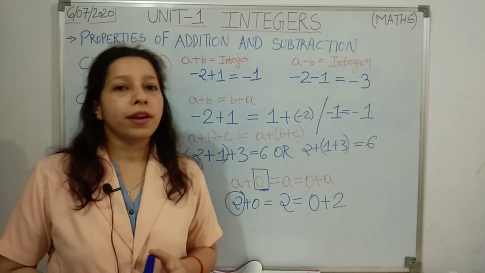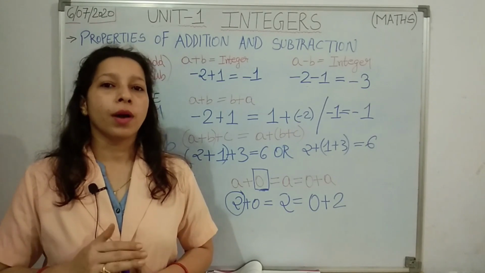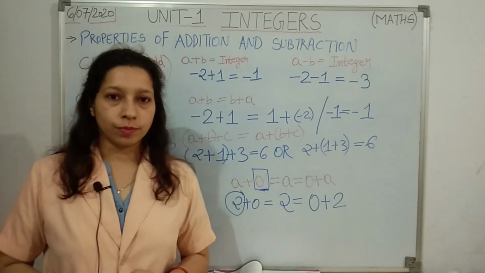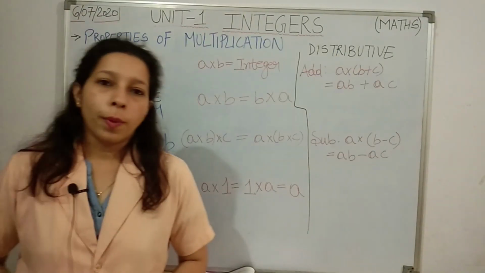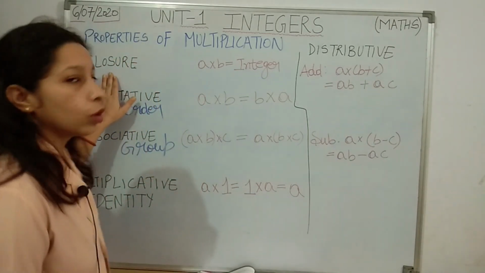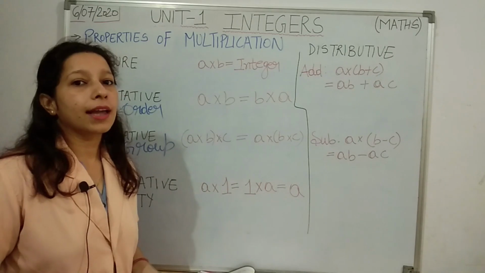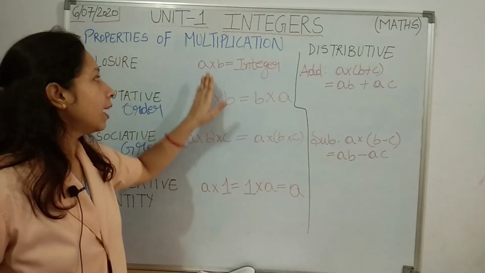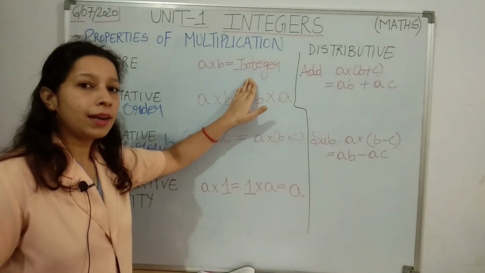Now let's move to our next property, students. Properties of integers for multiplication. Properties of multiplication. The first property we are going to look at is closure property. Whenever you multiply two integers, the result again will be an integer. See here, a and b are two integers. On multiplying, the product again will be an integer.